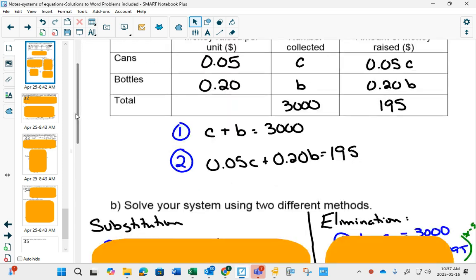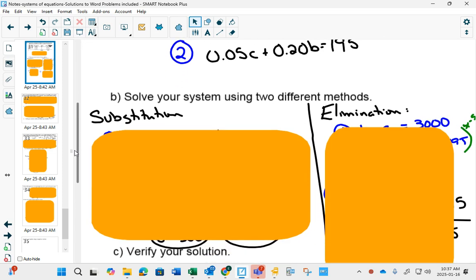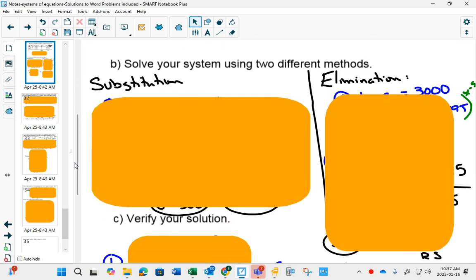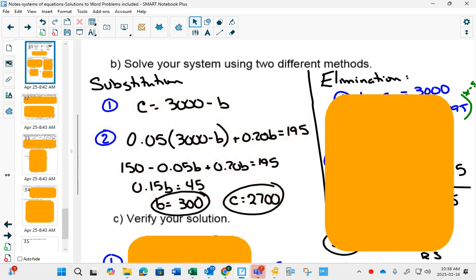This question says solve it using 2 different techniques. So I solved it with substitution. I took equation 1, I got C by itself. I substituted that into equation 2. And your bottles is 300 and your cans is 2,700.